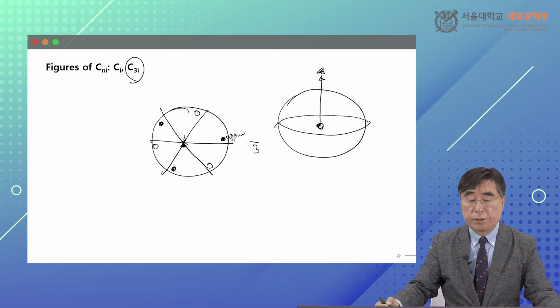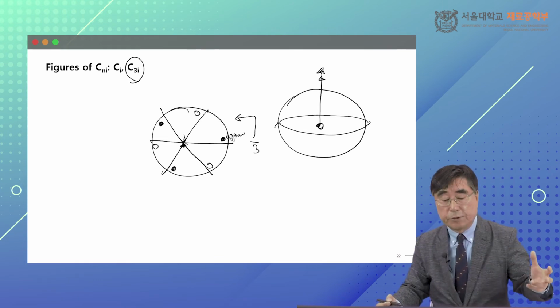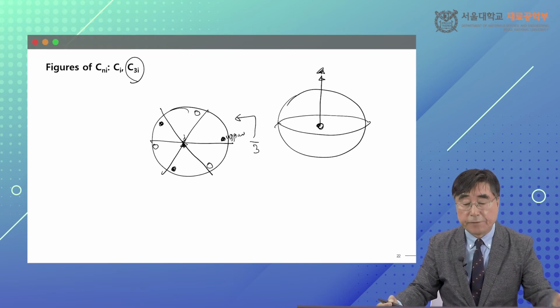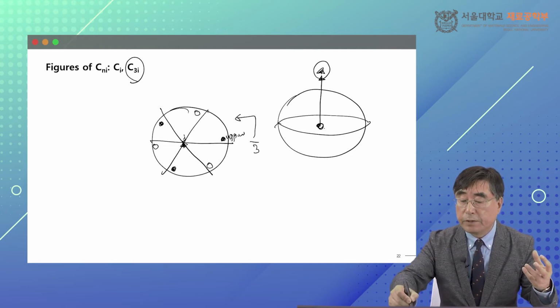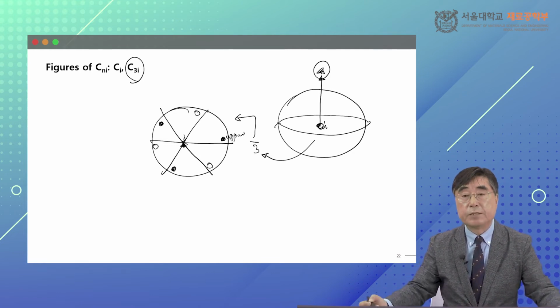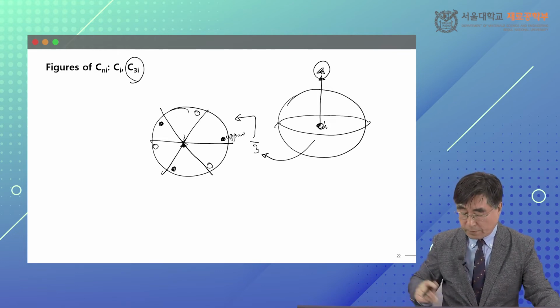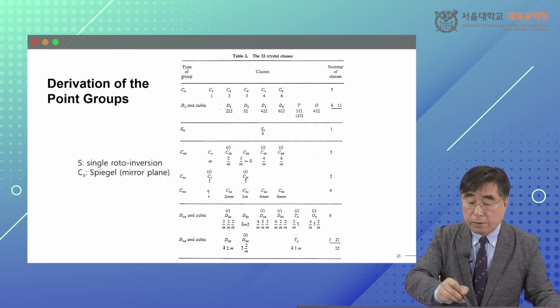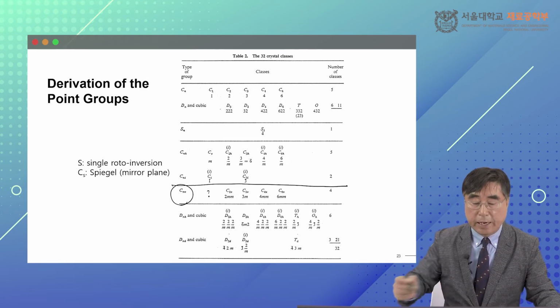Okay, 3 bar, in the previous lecture I explained to you how you draw it, and if you draw the 3 bar, that's the same as 3 and inversion center. And whenever the threefold has an inversion center in there, then we have to write it down as 3 bar. It's not threefold, okay, it's a 3 bar. So I explained to you about this. Now let's put in NV.